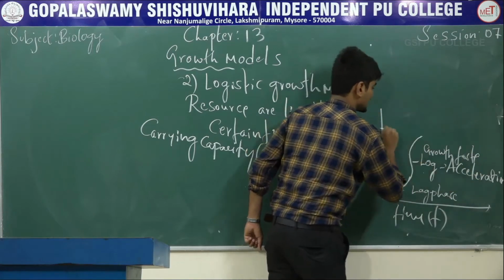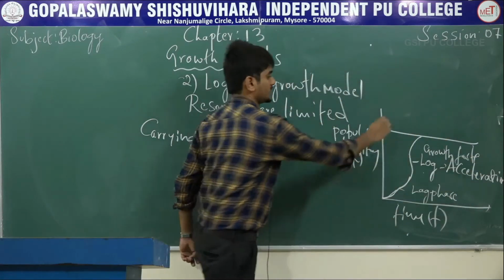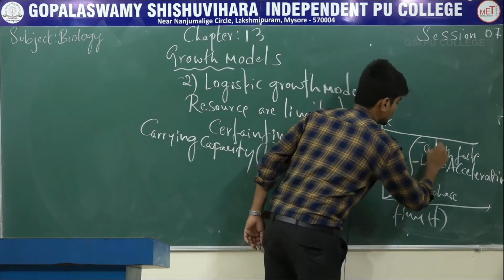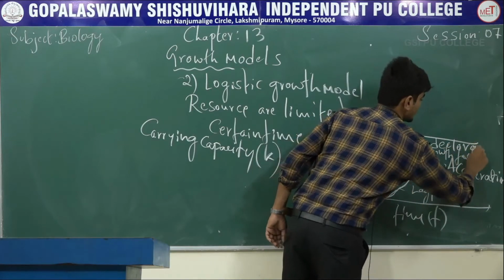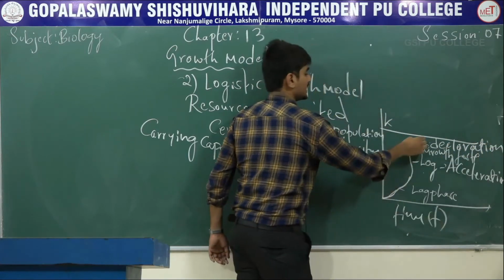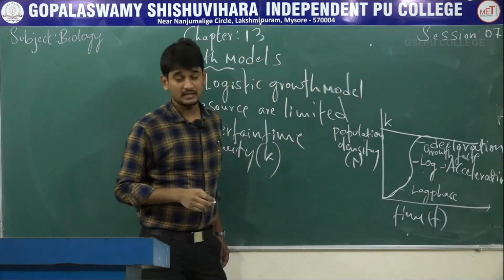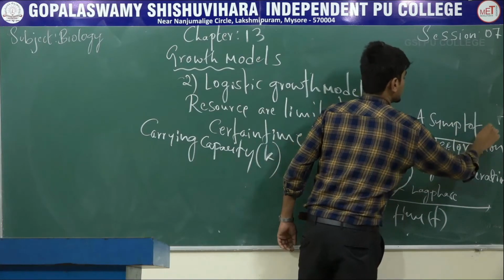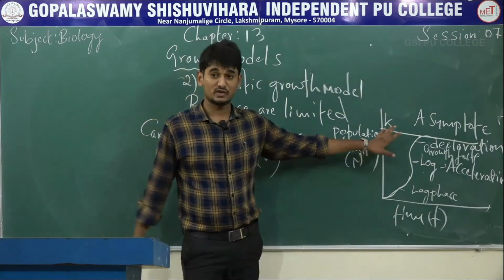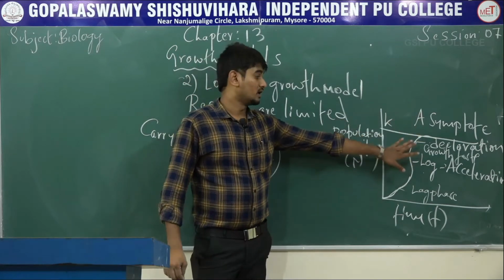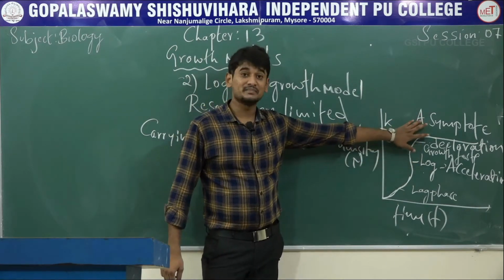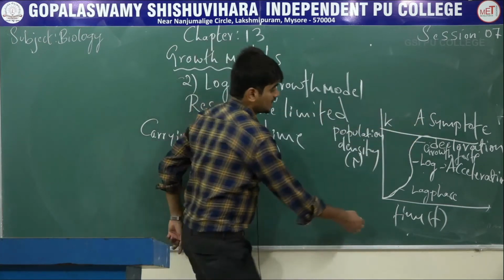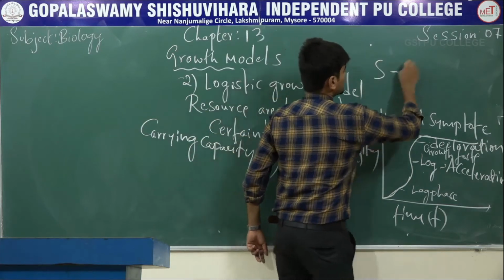Due to limited resources, the growth then becomes slow. That is called the deceleration phase. Finally, it reaches a constant phase, called the asymptote phase, also called the stationary phase. So finally, we get an S-shaped, or sigmoid, curve.